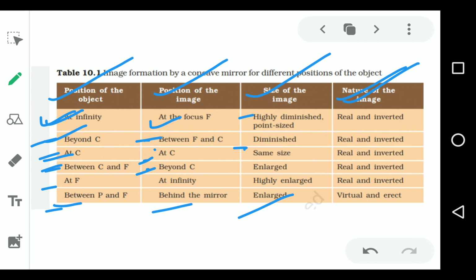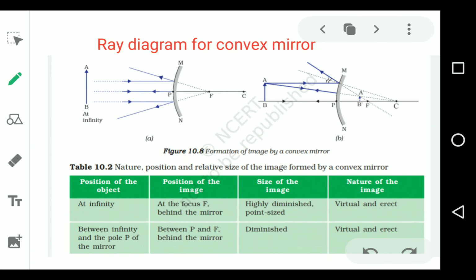And coming to the nature of the image, only in the last case it is getting formed behind the mirror, so it is virtual, and both the object and image are facing upwards, so it is an erect image. In all other cases it is real and inverted. Okay, so next we are going to see the ray diagrams which are formed by the convex mirror.